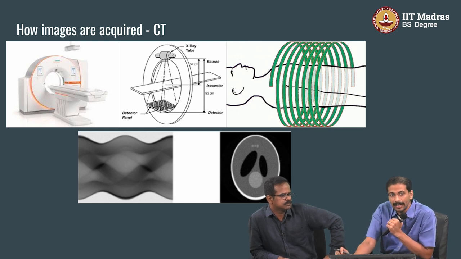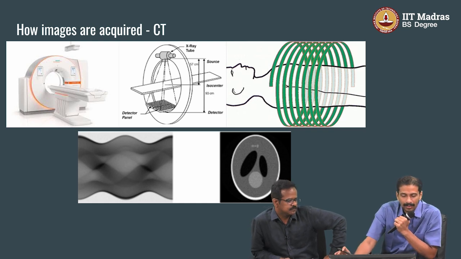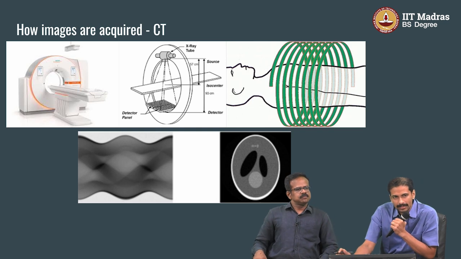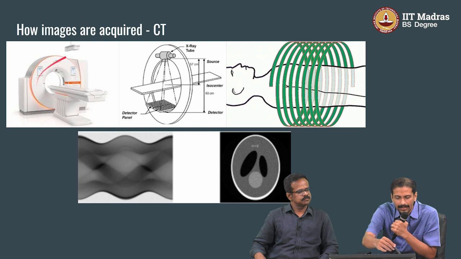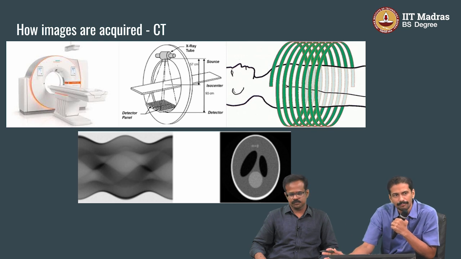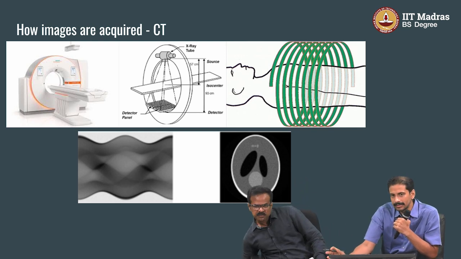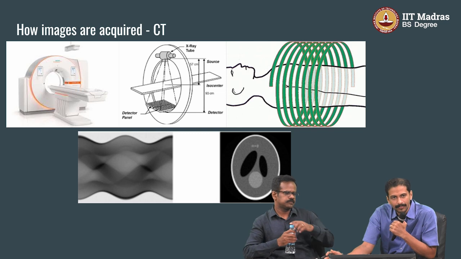CT scan is again a radiation modality, much more radiation intensive compared to radiographs. But what is the difference? X-ray also uses the same technology. Here also there is a gantry, there is an X-ray tube, and there is a detector on the opposite side, and the beam passes through the patient. So what is the big difference between a CT scan and an X-ray?